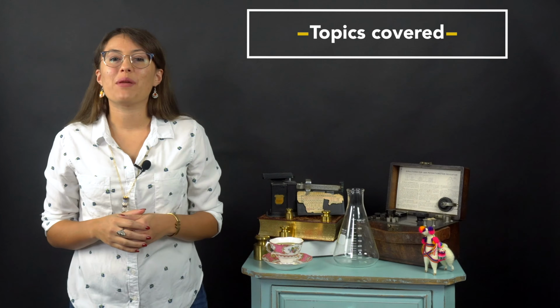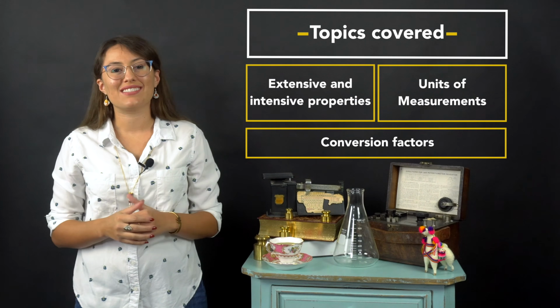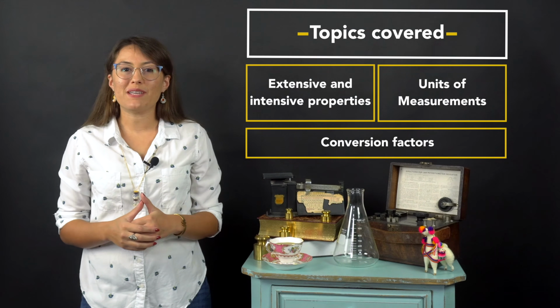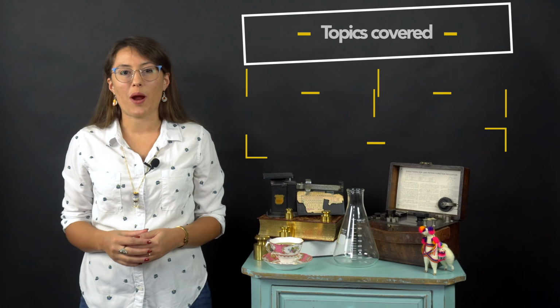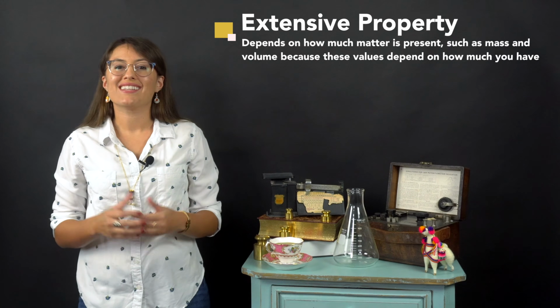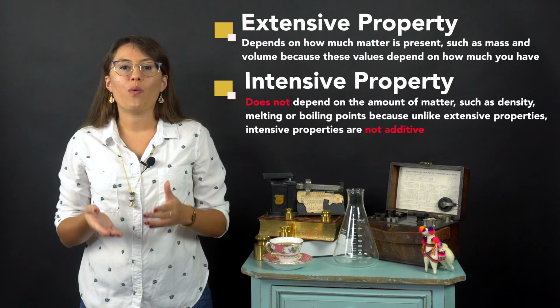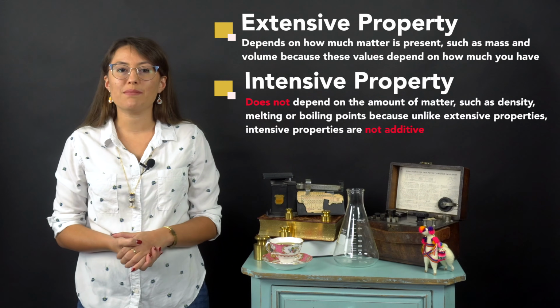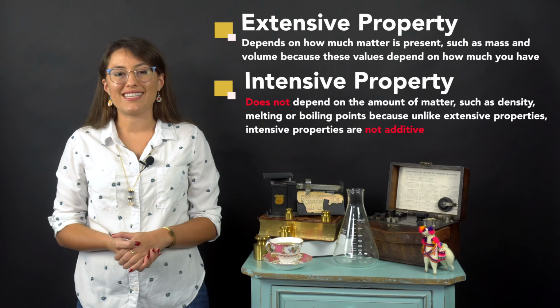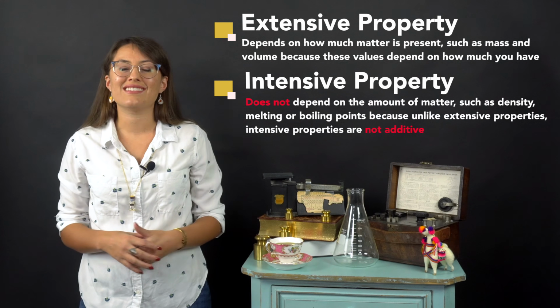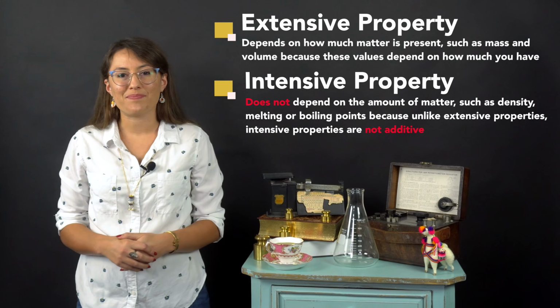Today's discussion will cover a multitude of topics including extensive and intensive properties, units of measurement, and conversion factors. Let's begin with talking about extensive and intensive properties. An extensive property depends on how much matter is present, such as mass and volume, because these values depend on how much you have, whereas intensive properties do not depend on the amount of matter, such as density, melting, or boiling points, because unlike extensive properties, intensive properties do not add.